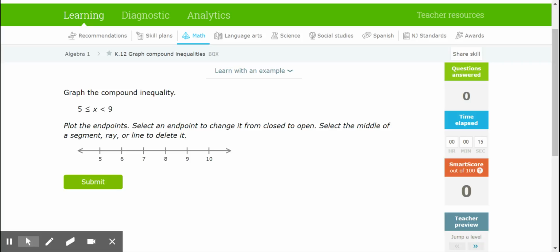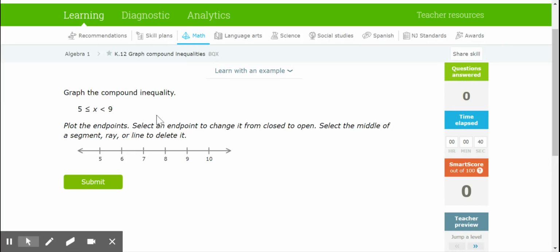Okay, guys, today we're going to be doing K12 in IXL, graphing compound inequalities. Now, this one is going to be easier than K13, but both are going to be pretty manageable. So let's start here and realize that this is all written together. So this is an implied and. It's saying 5 is less than or equal to x, and x is less than 9.